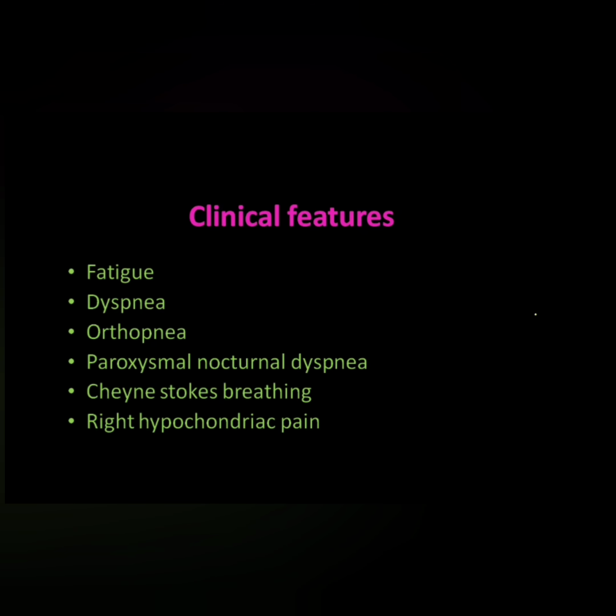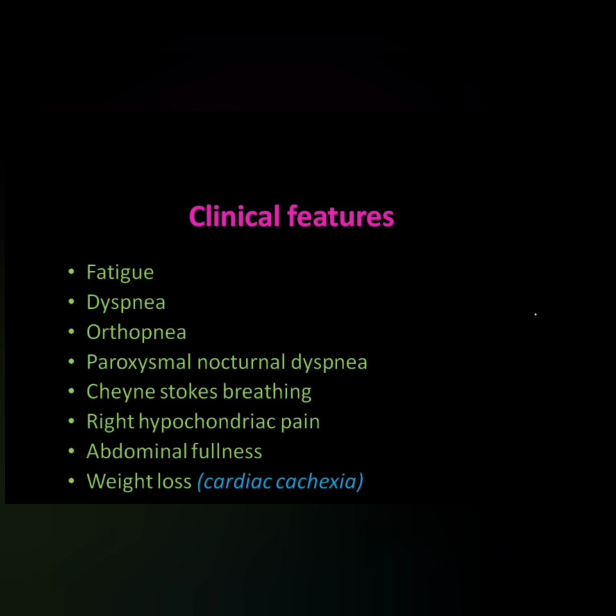And there can be right hypochondriac pain, abdominal fullness, weight loss. So these persons can have weight loss because the nutrients are not absorbed because of the inflamed bowel, and therefore the person can have weight loss, which is called cardiac cachexia. The other symptoms and signs are, the person can present with edema, a fall in blood pressure can be seen, elevated JVP can be seen.